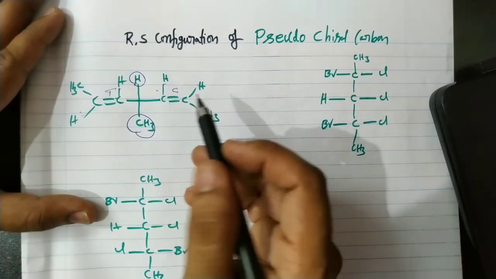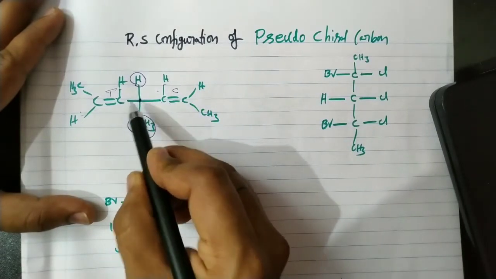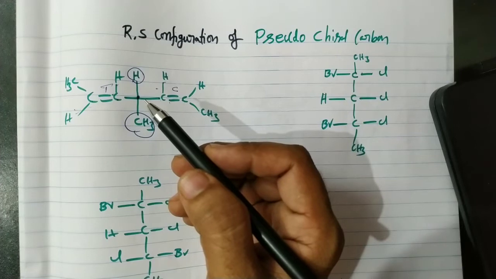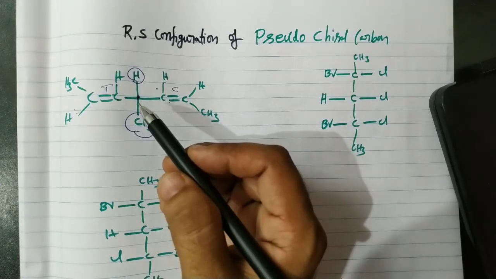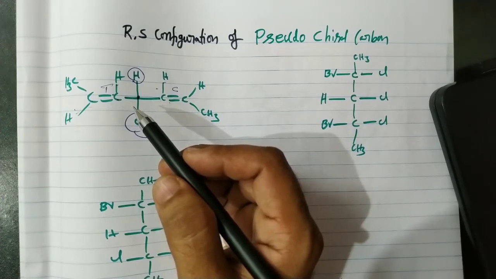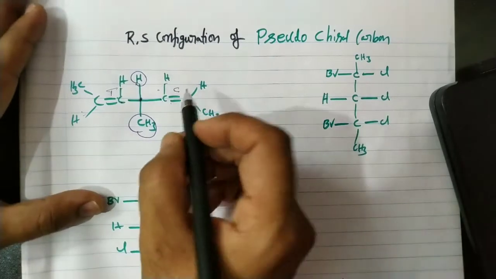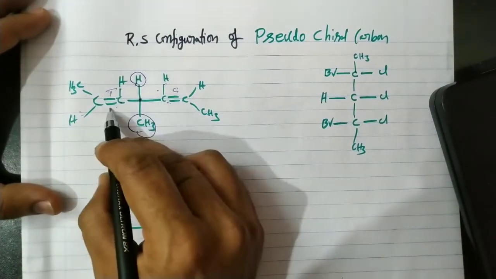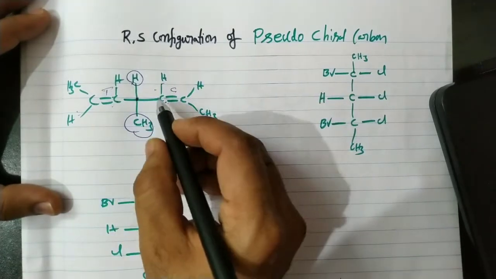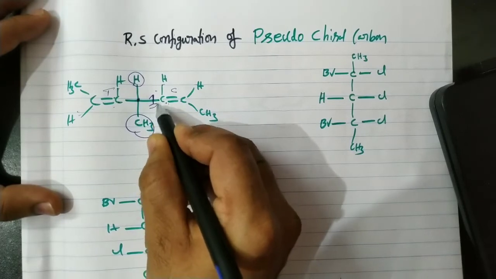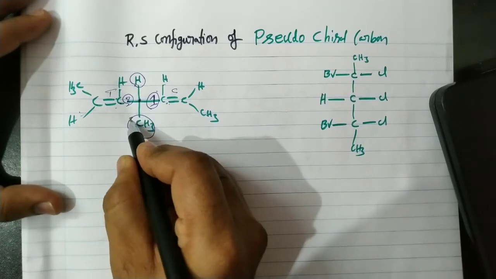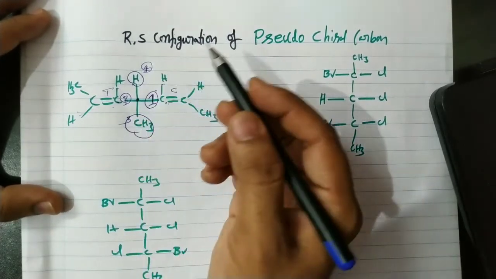So how do we give the RS configuration for this chiral carbon, because every chiral carbon gets a configuration like R and S. So for this pseudo chiral carbon also we should give the RS configuration. How to give it? In this case the double bond group gets high priority over methyl. Between cis and trans, which one gets high priority? The cis group configuration gets high priority. Next is trans, then methyl is third priority, and the least priority group on the vertical line is hydrogen.